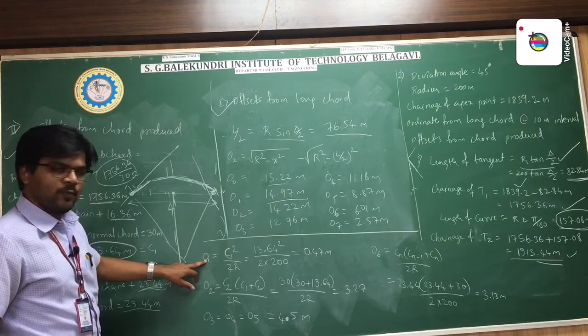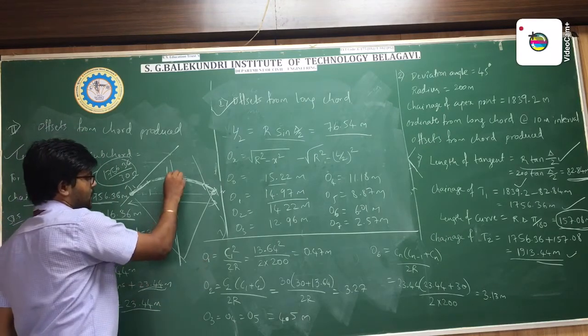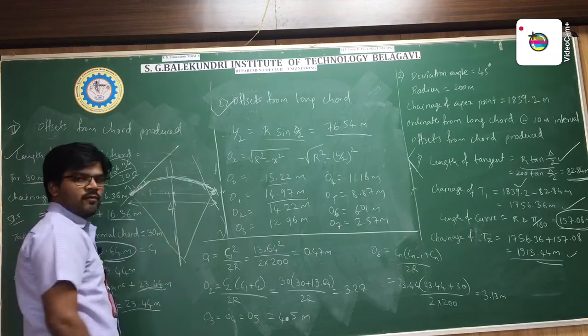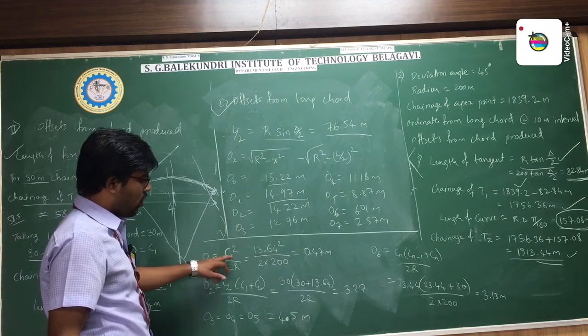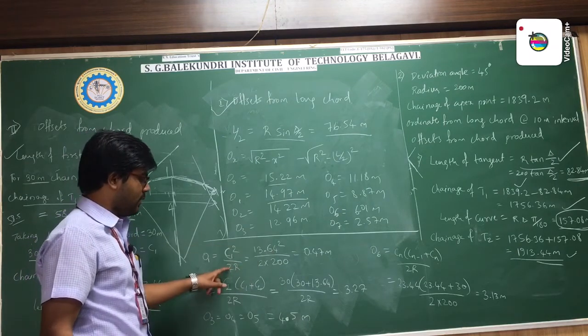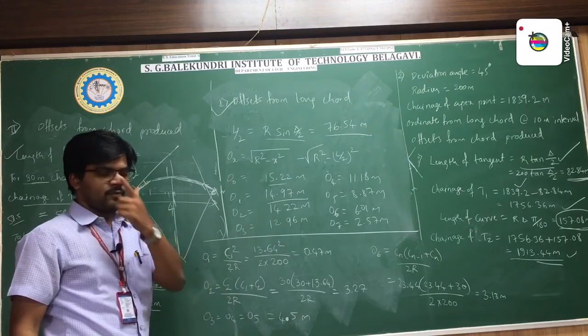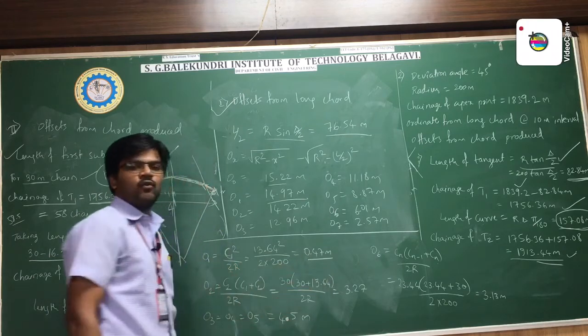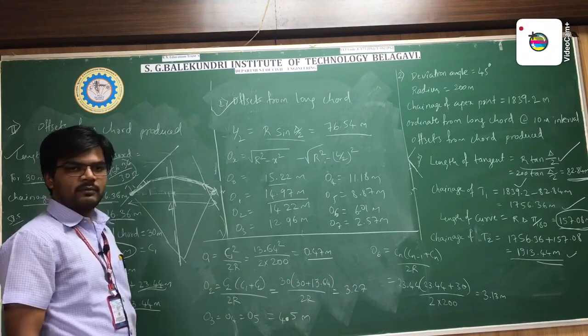Taking O1, the first ordinate. If I consider here and here, it will be the first ordinate. C1, the first initial chord, is 13.64, its square divided by 2 into 200. This is the formula. Substituting the values, you will get 0.47 meter as O1.